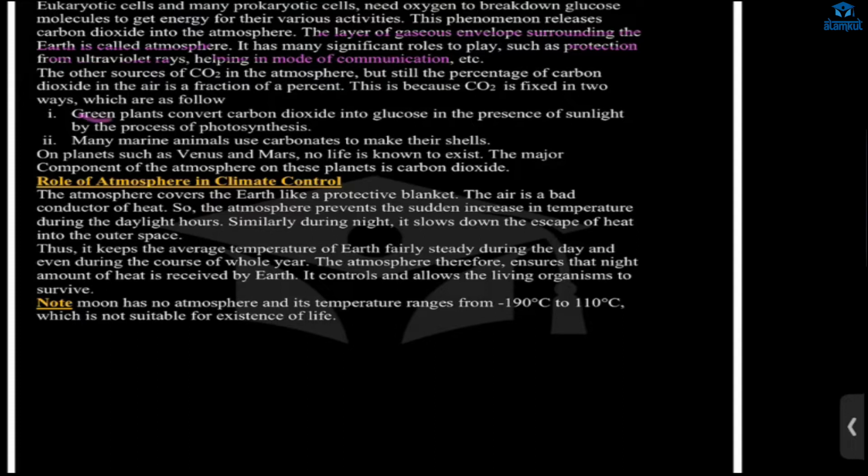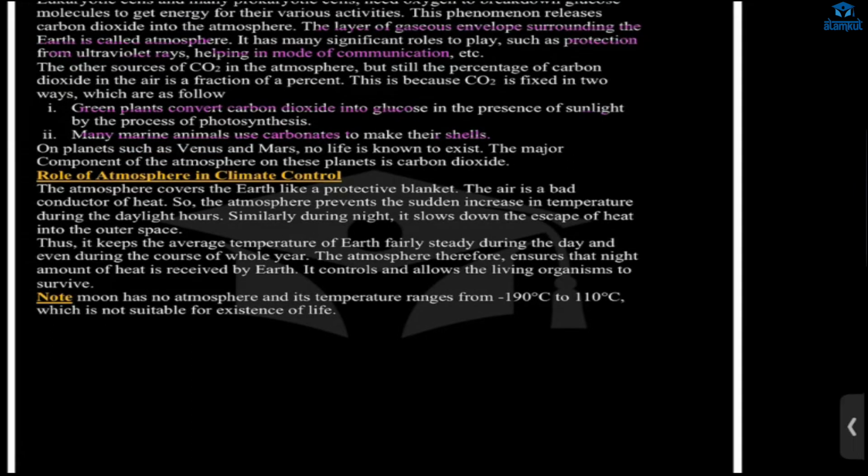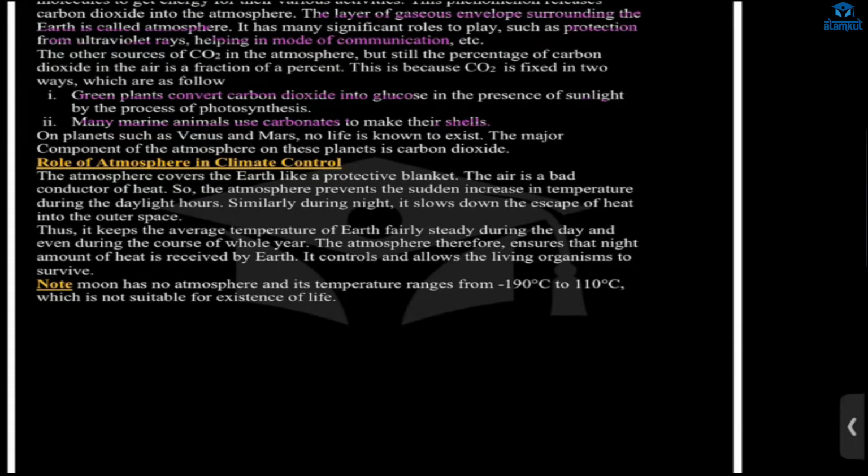Now, by two ways carbon dioxide is fixed. Green plants convert carbon dioxide into glucose in the presence of sunlight, and marine organisms use carbonates in their outer shells. Planets such as Venus and Mars have no life, because the major component there is carbon dioxide.